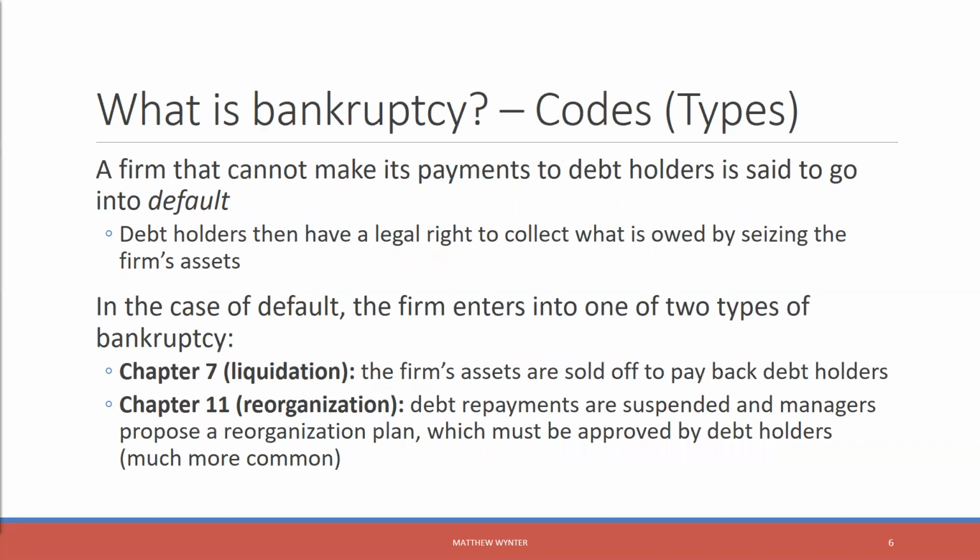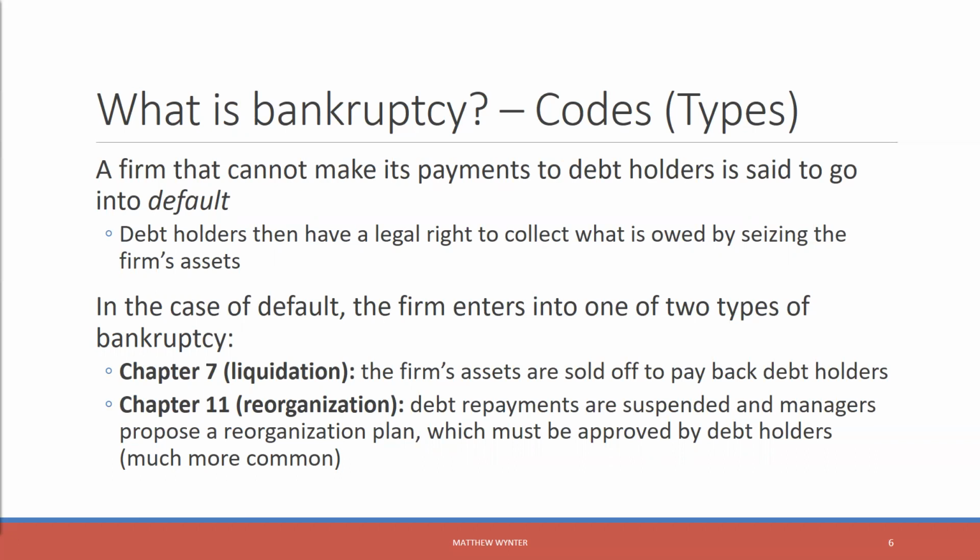Okay, what is bankruptcy? A firm that can't make its payments to debt holders is said to go into default. Debt holders then have the legal right to collect what is owed by seizing the firm's assets. So if the firm does go into default, it can go into two types of default. Chapter 7, in which the firm's liquidated. So this is a liquidation. We sell off all the assets and we use the money to pay back debt holders.